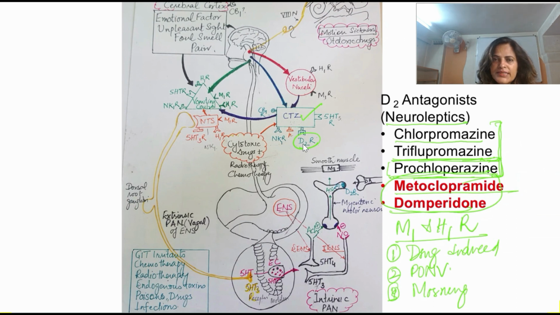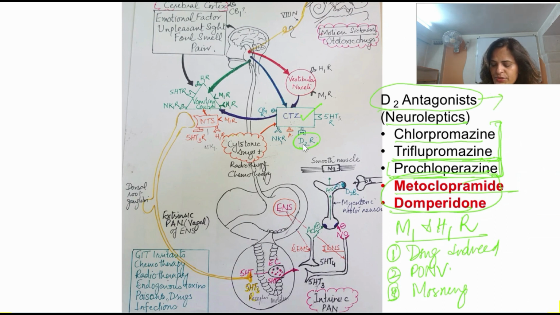Now, what are the important side effects with this group of drugs? They act by blocking the D2 receptor, so some extrapyramidal side effects will be seen. The most important here is muscle dystonia, which is seen especially in children, even though the dose we are using as an antiemetic is too low.